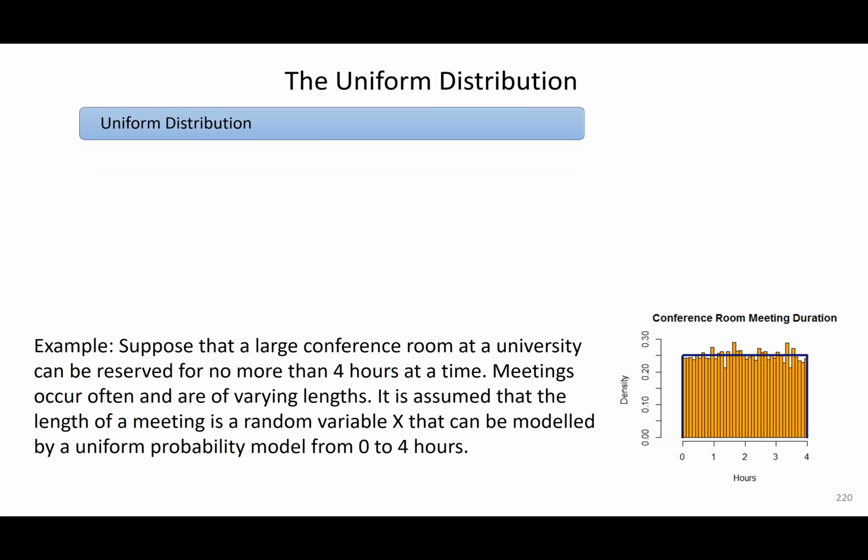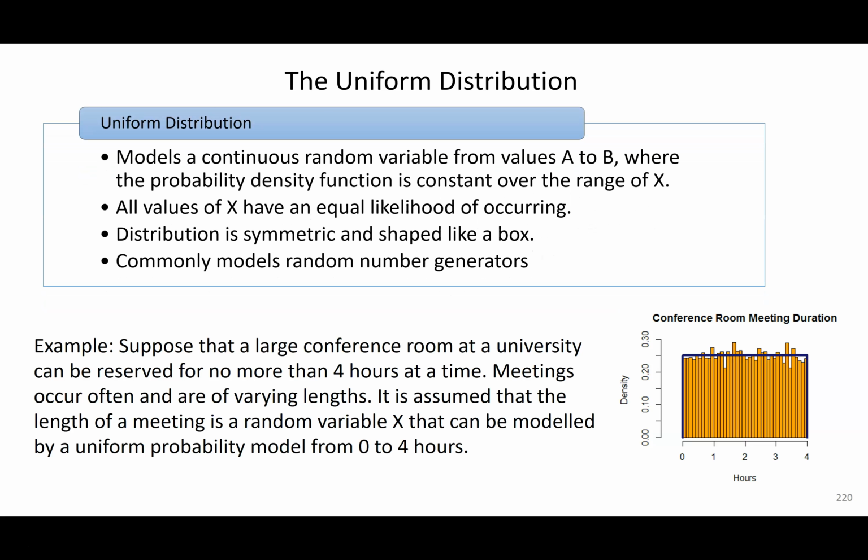So the uniform distribution models a continuous random variable between two values. From point A to point B, there's constant or uniform probability between those two values. So they all have equal likelihood of occurring, and it's symmetric. It's shaped like a box. Anytime you want to draw a uniform distribution, just start with a rectangle. That will be the first place to start every time. They're really good for modeling things like random number generators, because any number is equally likely to be selected. That's the idea.